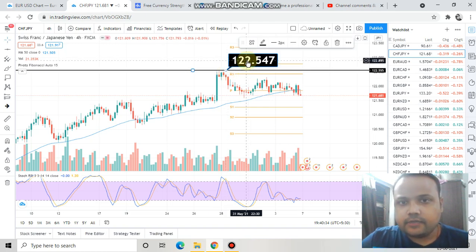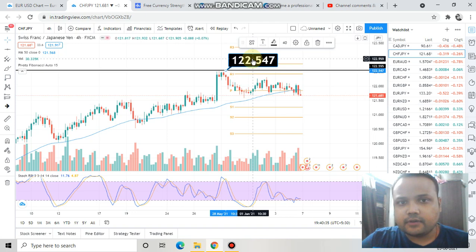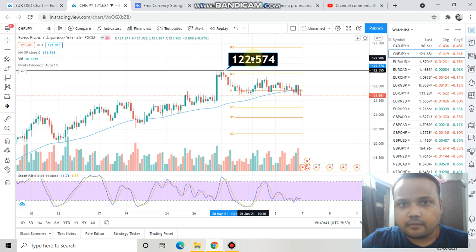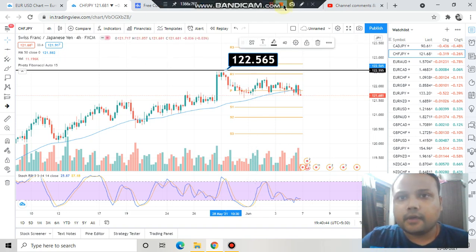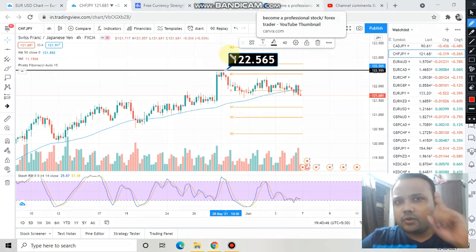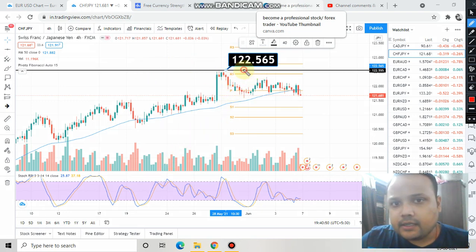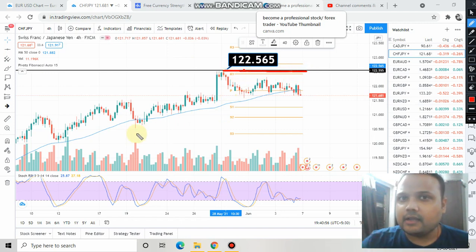So this is the resistance. Okay, this is the resistance for us. Sorry, I cannot adjust it. Okay. So this is the resistance for us. So the first trading opportunity in this market is this level. If market crosses this level, then we will get the first buying opportunity.